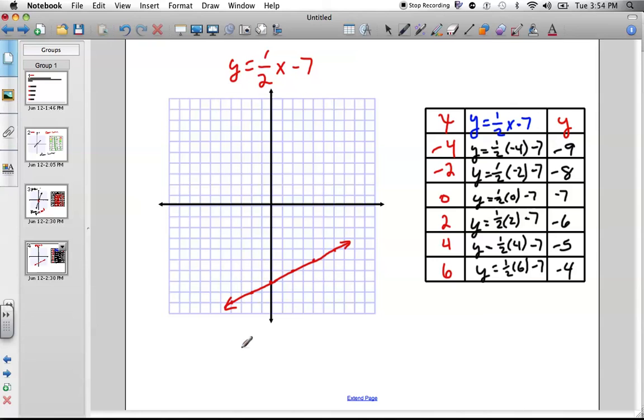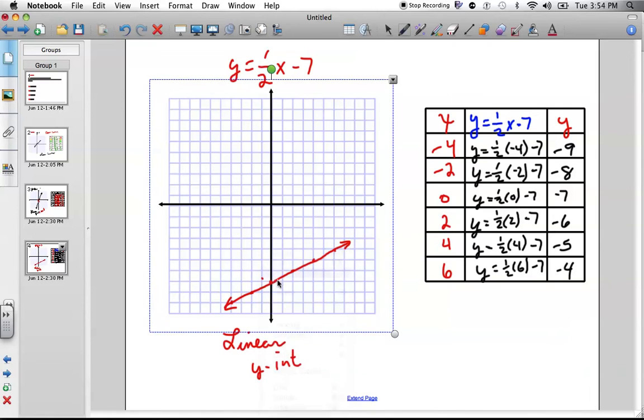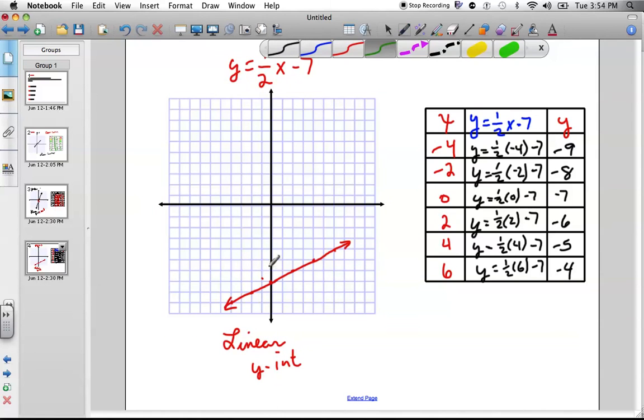And there it is. Question for you is describe the function. It is obviously linear. What is the y-intercept? It's that point right here. It's going to be 0, -7.